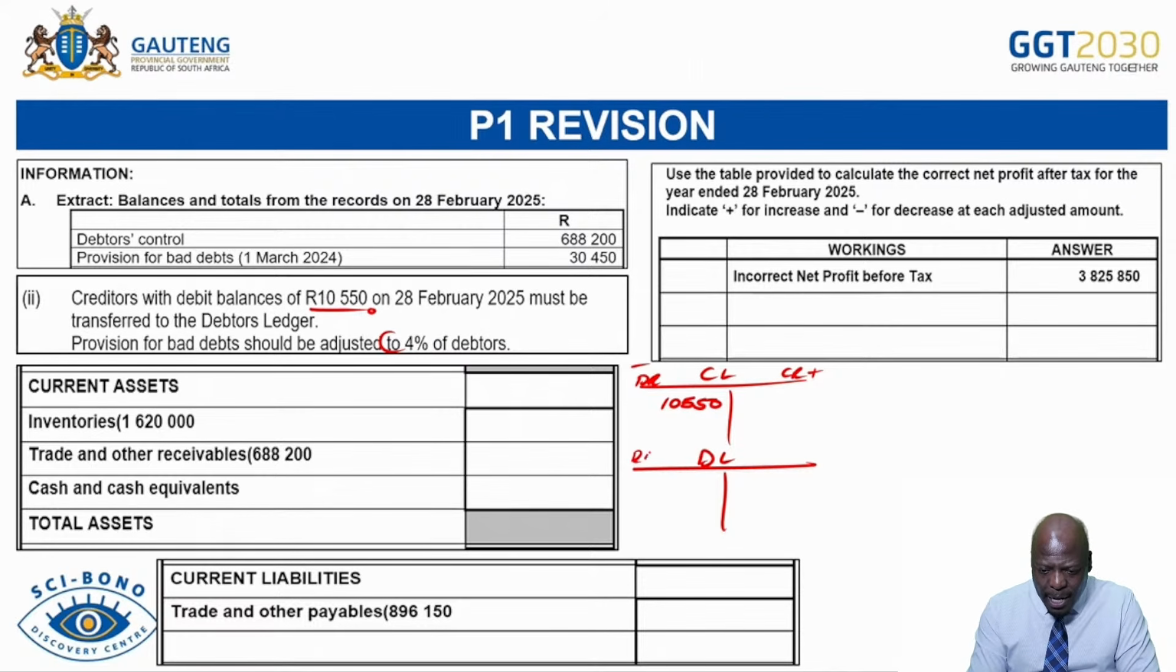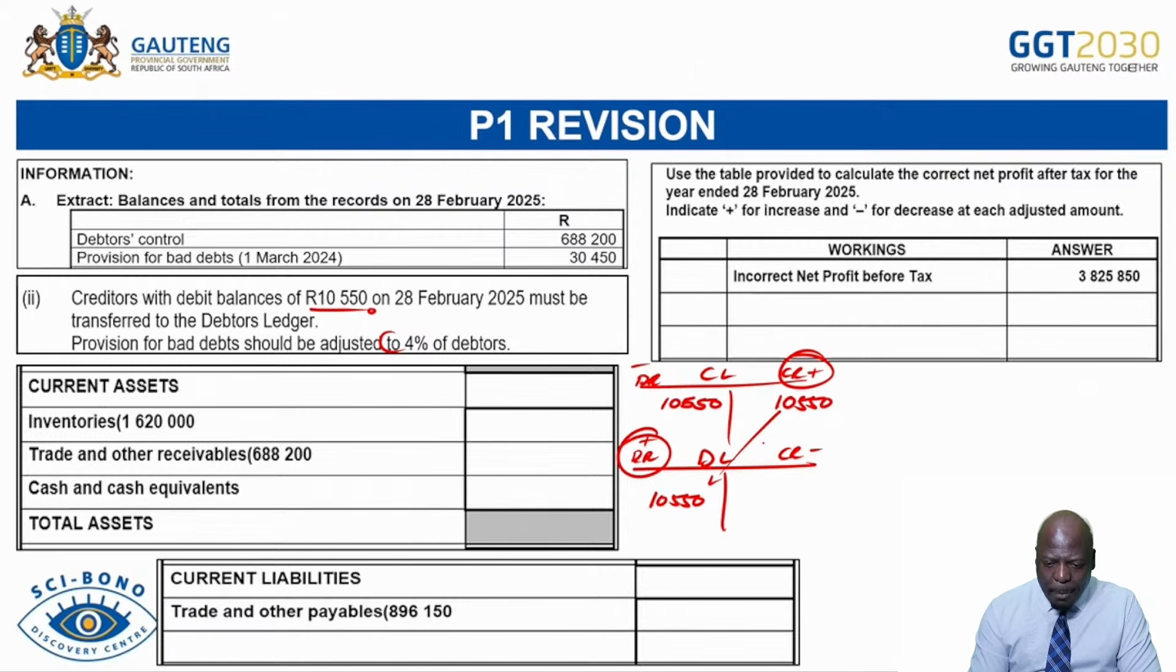On the debit side, that's a plus. On the credit side, that's a minus. So we have 10,550 and we need to take it out. So to take it out, we're going to bring it to the credit side. That's 10,550. And to complete double entry, we're going to come now to the debit side. That's 10,550. So what is key are the signs here.